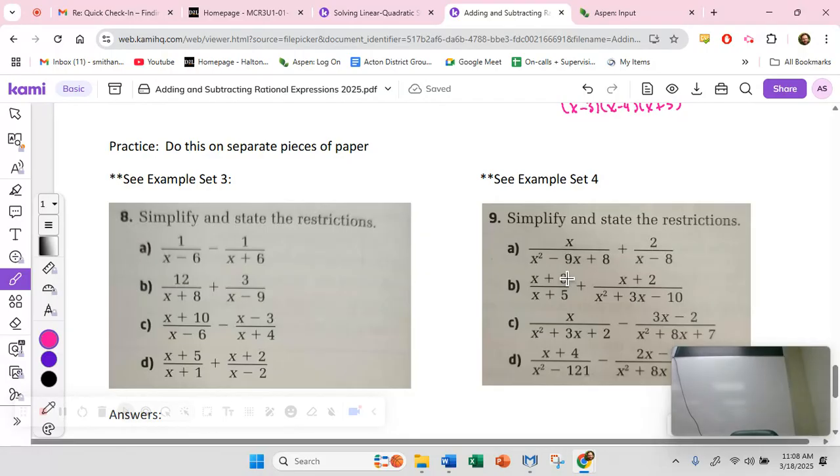Yep. 3 over 2 is like 1.5, right? If you divide 3 by 2. And you can see 2 times 1.5, that's 3, and then 3 minus 3 is 0. So it does check.